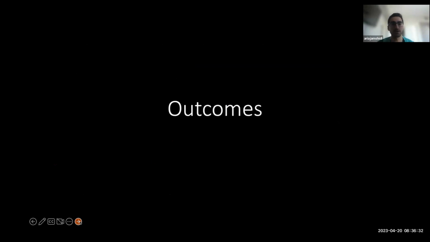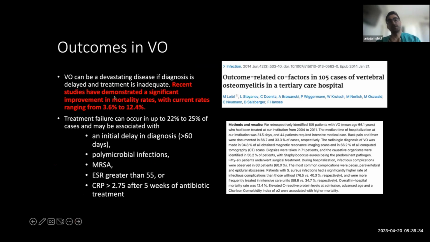Now, finally, just want to discuss outcomes. In terms of vertebral osteomyelitis, it continues to be a devastating disease and a disease difficult to manage. However, our rates of mortality have improved tremendously since the 1920s, from 92% to now as low as 3.6%. Again, it's important to know that patients, if you do sign them up for conservative measures, what risk factors to be aware of in terms of which patients can fail and may need operative intervention in the future.